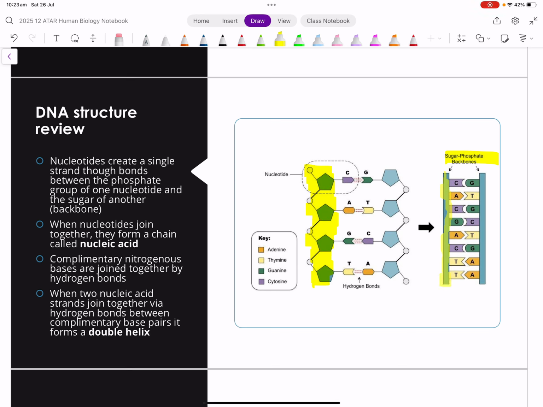The second important part that links all of the nucleotides together is what we call the hydrogen bonds. The hydrogen bonds are the bonds that exist between complementary nucleotide pairs, so cytosine and guanine, and adenine and thymine in DNA. Thanks to the sugar-phosphate backbone and these hydrogen bonds, the DNA ends up forming a structure known as a double helix, where two complementary strands run parallel to one another and are twisted around one another in a helix shape. So that's our very quick recap.